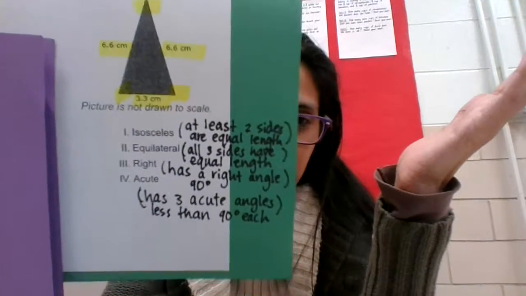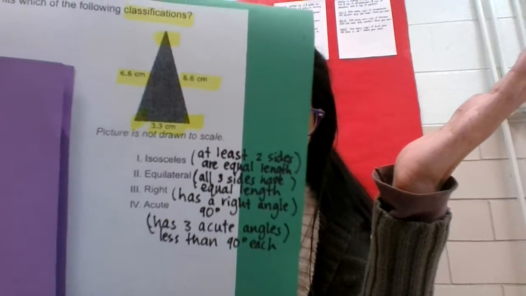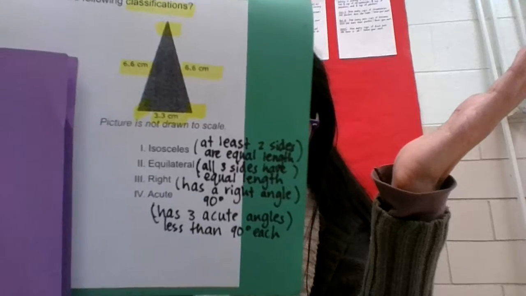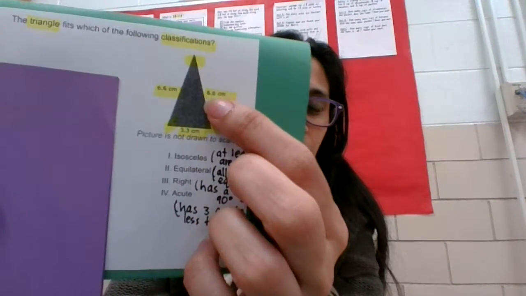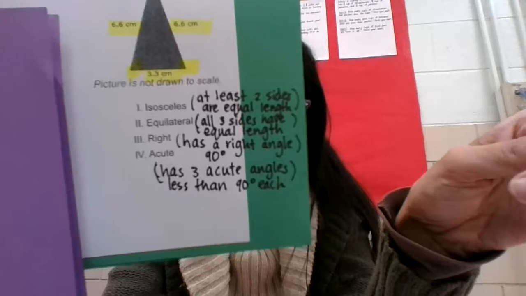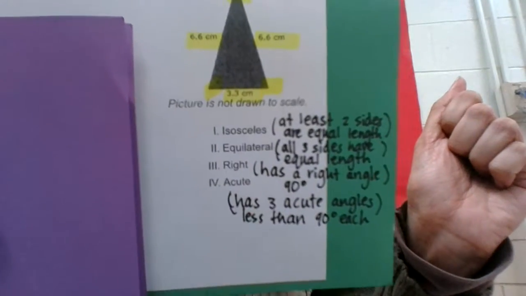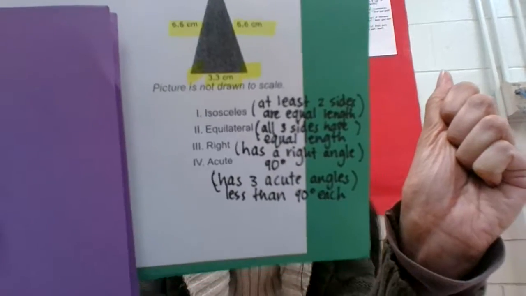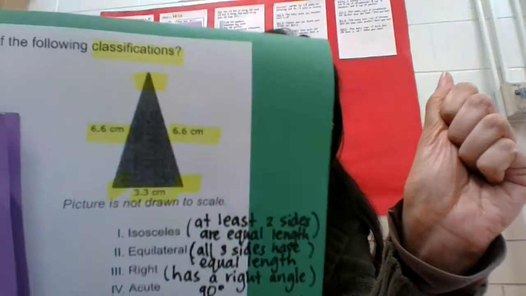So let's look at it. Is this triangle an isosceles triangle? Does it have at least 2 sides that are equal? Yes. That one and that one. Okay? So we know it's an isosceles. Is it an equilateral triangle? Are all 3 sides equal? No. All right. 3, is it a right angle? No. Is it a right triangle? That means, does it have a right angle? No.